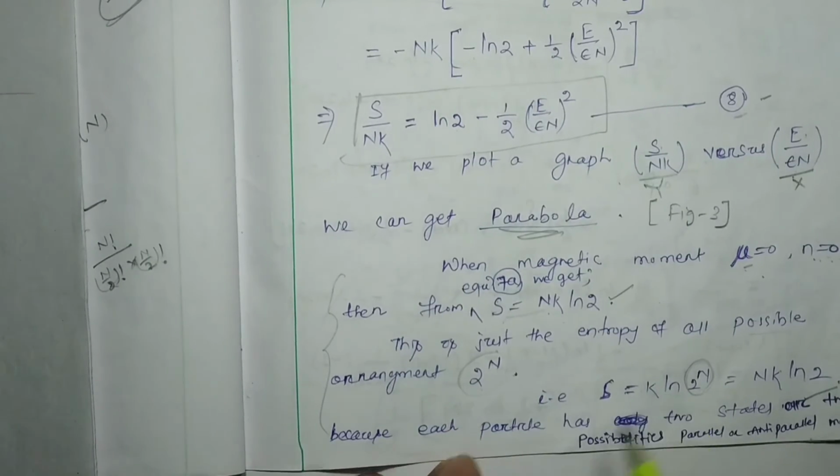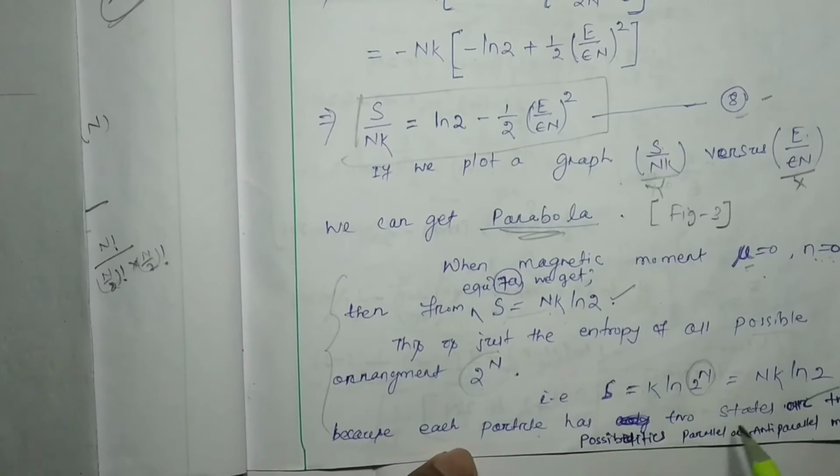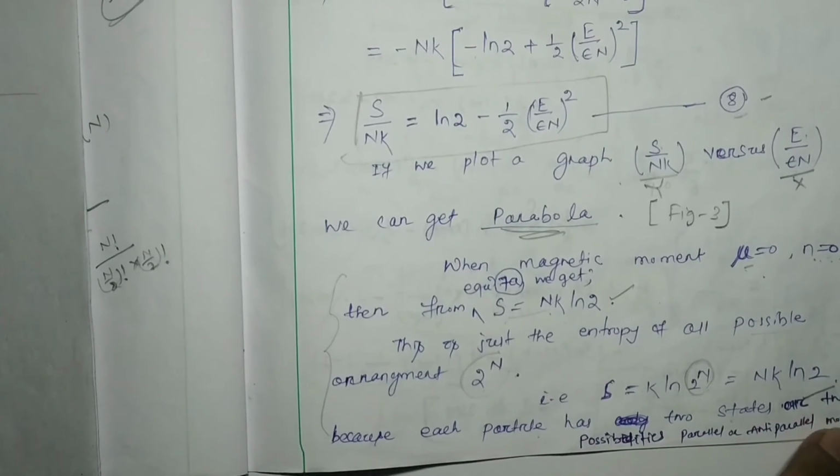So why is it so? Because each particle has 2 states or 2 possibilities, parallel or anti-parallel moment.